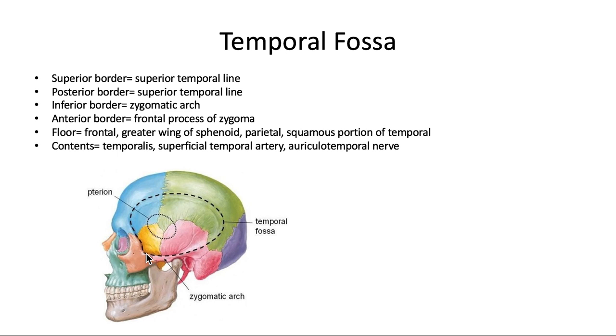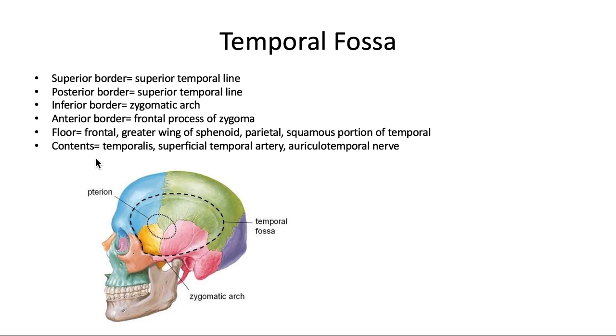The anterior border is determined by the frontal process of the zygomatic bone. The frontal bone also contributes a bit to that anterior border right there. The floor, which is what we're staring at here, is composed of four different bones: the frontal bone, greater wing of the sphenoid, here in yellow, the parietal bone up here in green, and the temporal bone down here in pink, specifically the squamous portion or flat portion of the temporal bone.